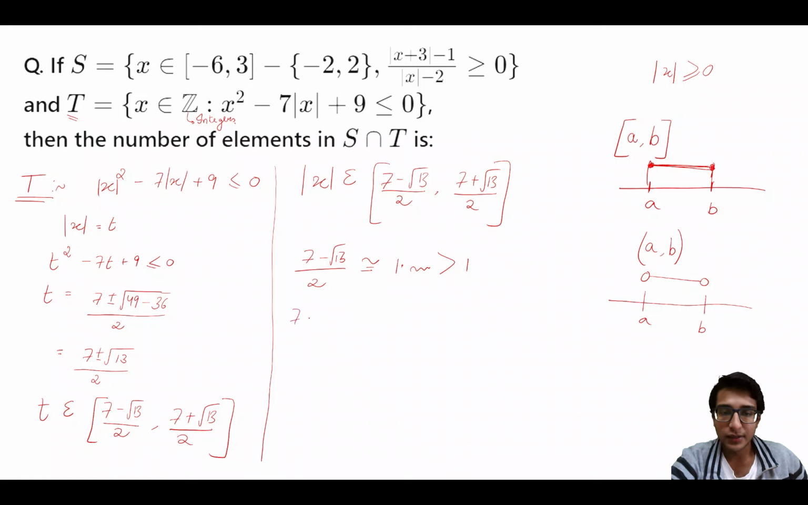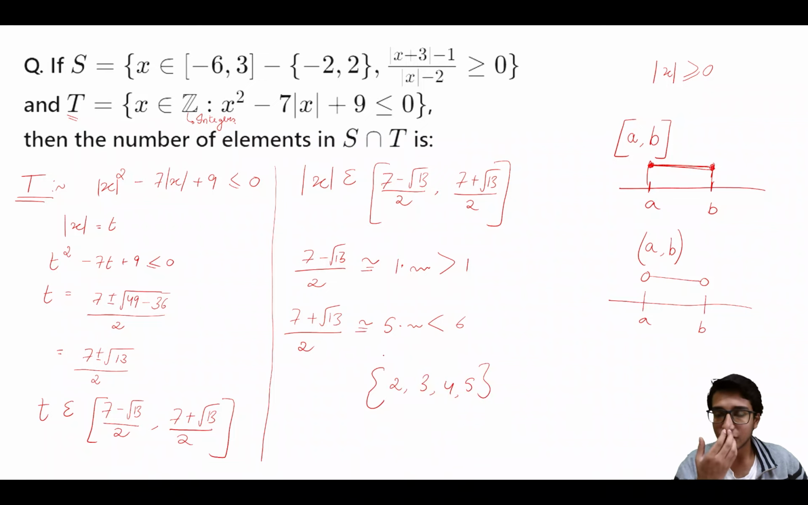Now for (7 plus root 13)/2, I'll do the same. So what is my root 13 going to be? It is going to be 3 point something plus 7, 10 point something divided by 2, 5 point something. So this is a value which is less than 6. So from here, that means my range is basically a value which is greater than 1 and less than 6. So what are the integers in this set? 2, 3, 4 and 5.